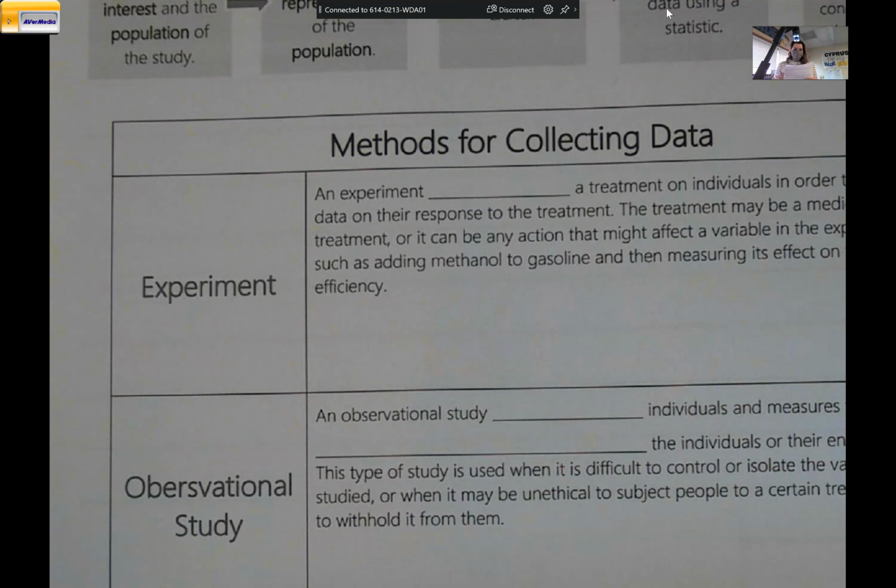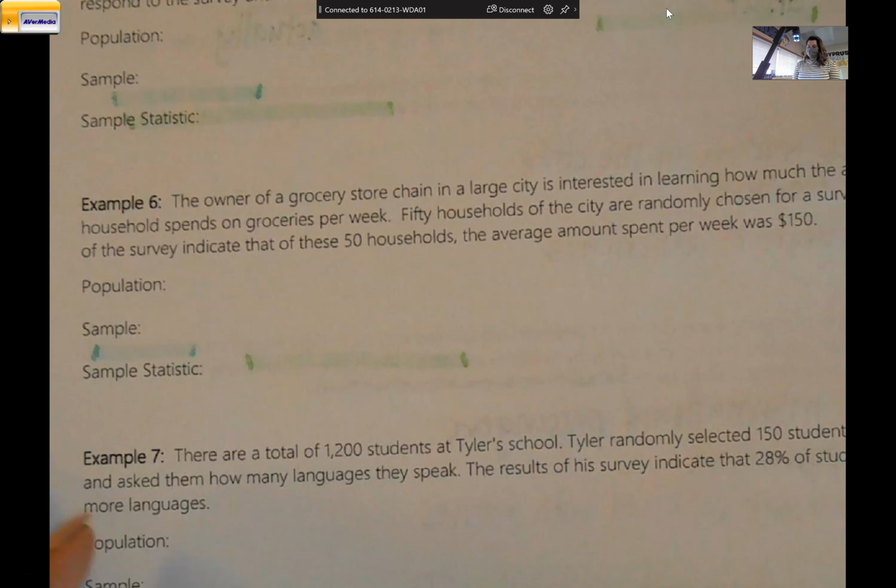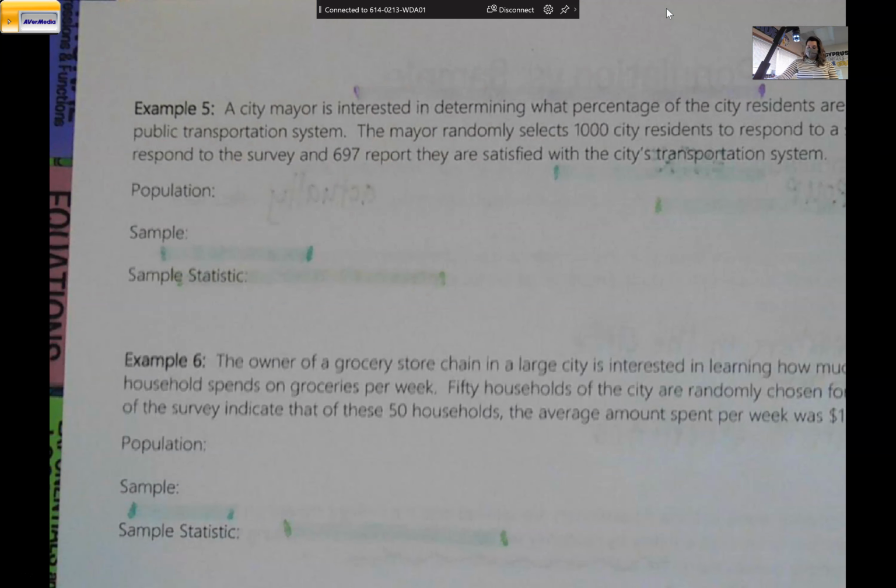Example 5. Okay, you can do population and sample on this one too. We will do sample statistic together. So you are identifying population and sample. We'll do statistic together.